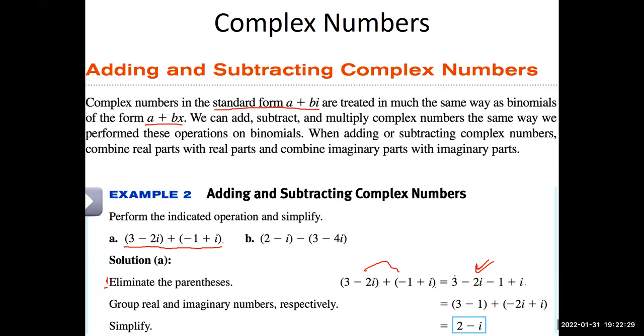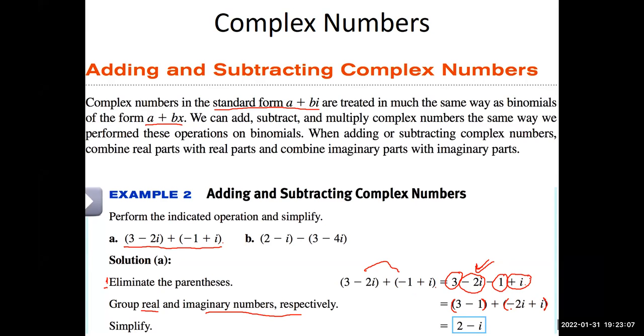Okay? So, sabi, group the real and imaginary numbers respectively. So, let's start with the real part. So, the real parts are 3 and negative 1. So, igrupo natin sila, pagsamahin natin. So, that is now in a quantity 3 minus 1. And then, let's now group the imaginary numbers. So, the imaginary numbers are the negative 2i and the positive i. So, negative 2i plus i. So, i-group na natin siya.